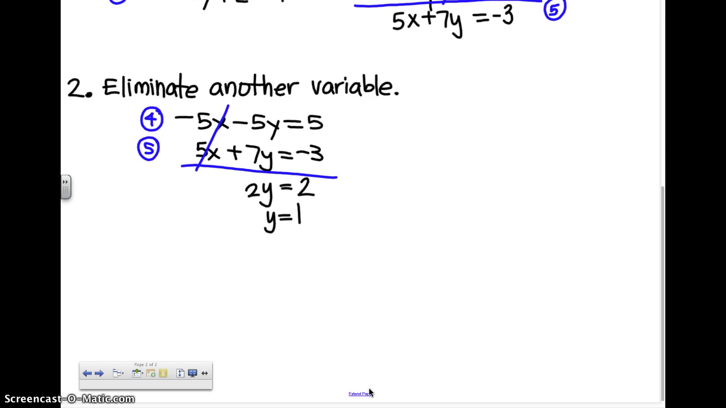Okay, the third step is to get one of those variables. So now that we know y equals 1, we kind of have to work backwards. We're going to use one of our 2 by 2's to get a second variable.